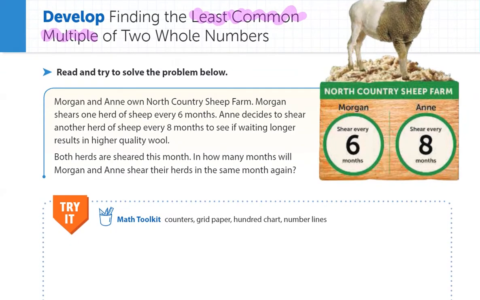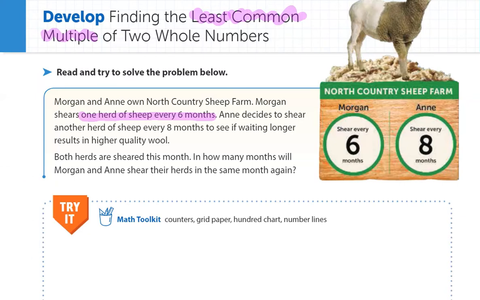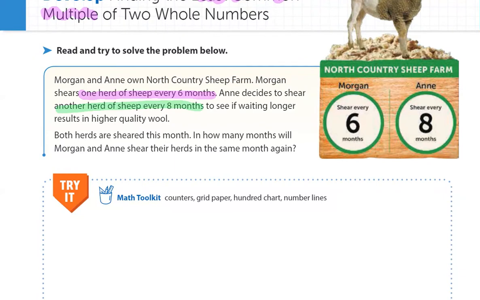Our try it says Morgan and Ann own North Country sheep farm. Morgan shears one herd of sheep every 6 months. Ann decides to shear another herd of sheep every 8 months to see if waiting longer results in higher quality wool. She's getting fancy. Both herds are sheared this month. In how many months will Morgan and Ann shear their herds in the same month again?